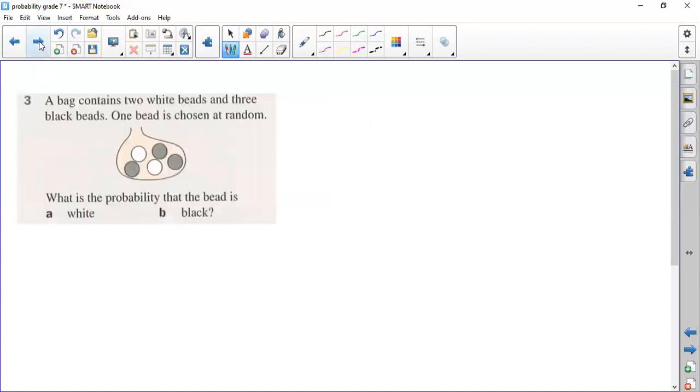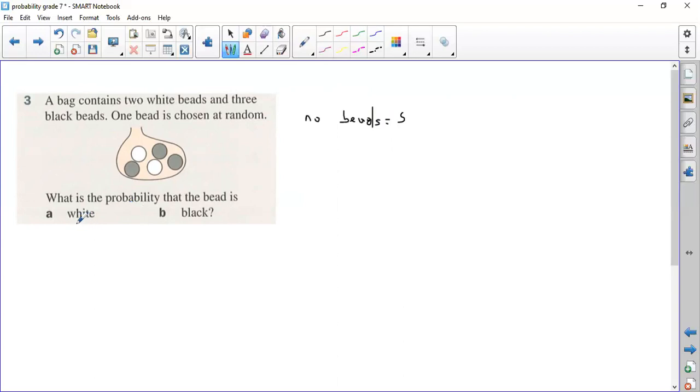Let's see example 3. A bag contains 2 white beads and 3 black beads. One bead is chosen at random. What is the probability that the bead is white? First of all, we have to find the number of beads that are found in the bag. This one will be the number of all possible outcomes. The number of beads is 5. We have 2 white and 3 black. So in total we have 5.